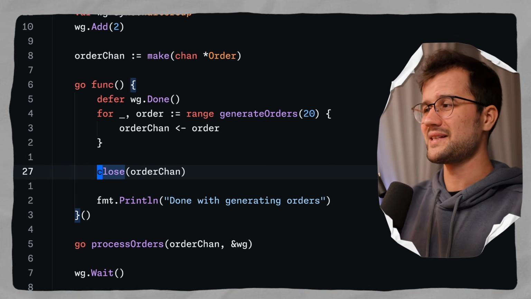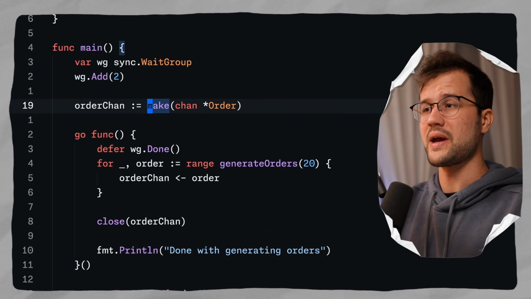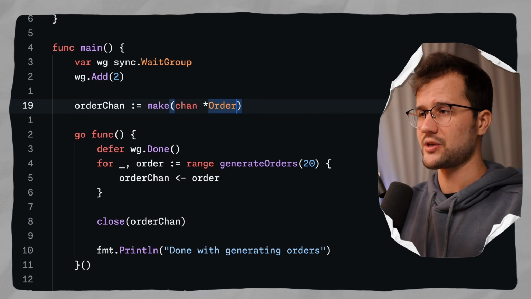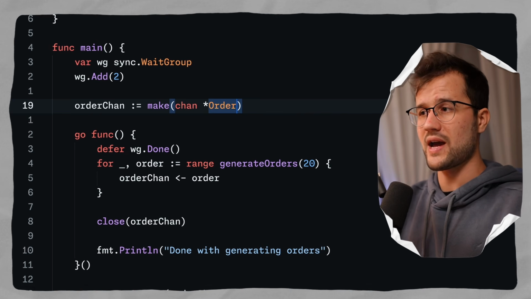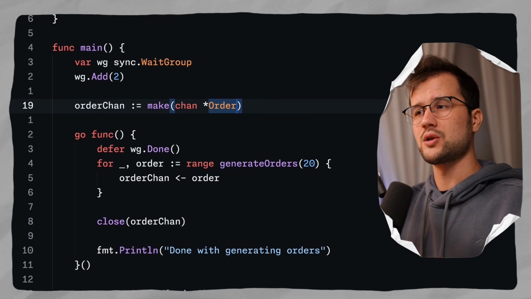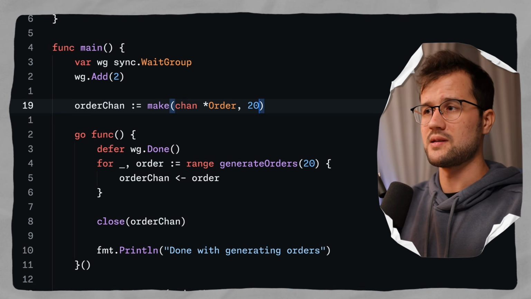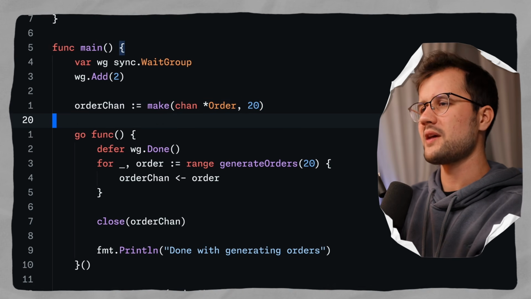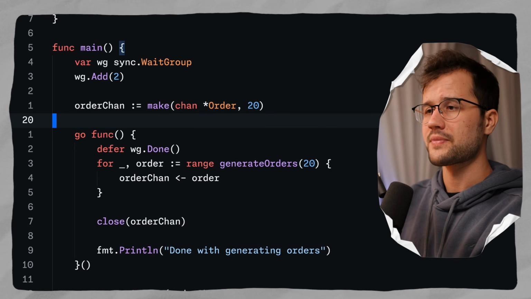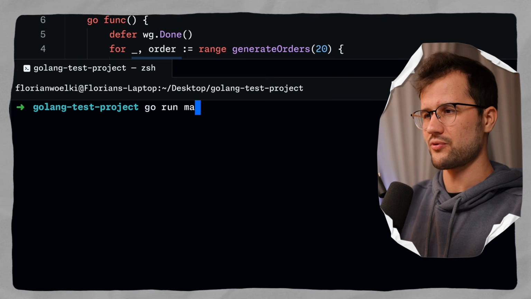All right, let's quickly demonstrate a buffered channel. In the make function, we can also specify the capacity of our channel. Because we have 20 orders, we know that there will be 20 orders in our channel. We can say that the capacity is 20. And now we've created a buffered channel which can hold 20 values before a receiver is ready. Let's quickly run this program here.